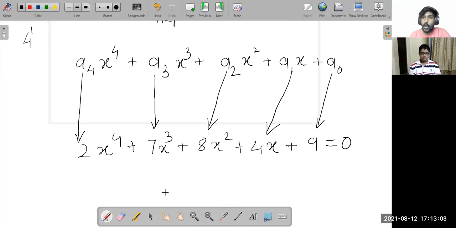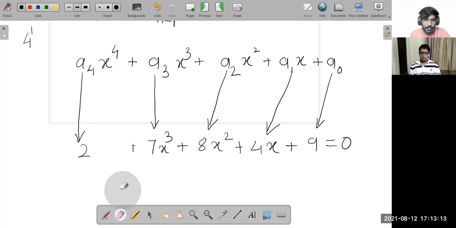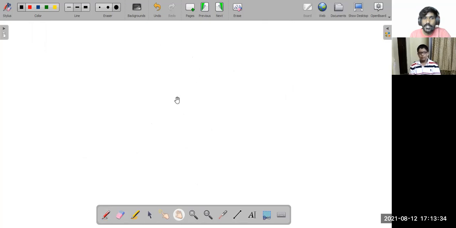And as I said, always the coefficient of the highest variable term. So in this case, coefficient of x raised to 4 is the highest variable. X raised to 4 is the highest degree for the variable, and the coefficient should always be non-zero. So in this case, coefficient of x raised to 4 will be denoted as a4, and a4 is always not equal to 0. Clear?